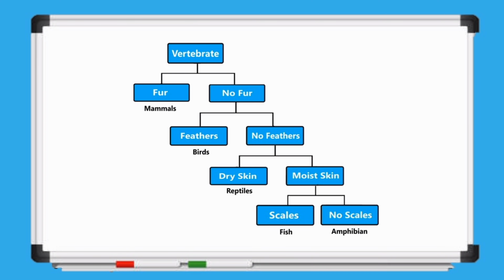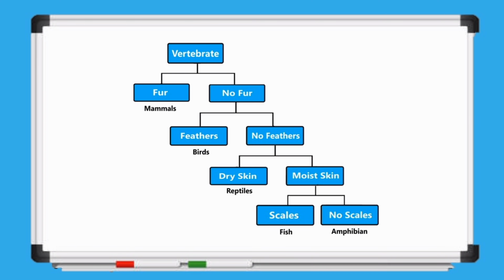Likewise, this dichotomous key helps classify vertebrates by guiding you through a series of yes/no questions about their physical traits. It starts by asking if the organism is a vertebrate. If not, the key isn't used. If it is a vertebrate, the next question checks for fur. If yes, the organism is classified as a mammal, and if no, it moves to the next step, asking whether the organism has feathers. If it does, it's classified as a bird.